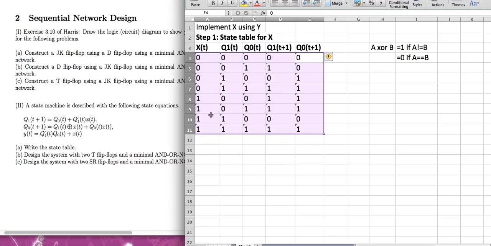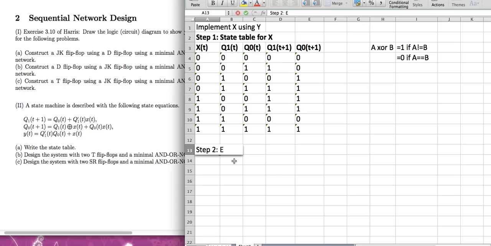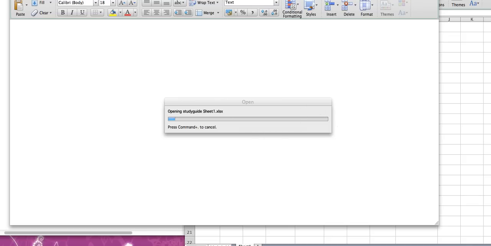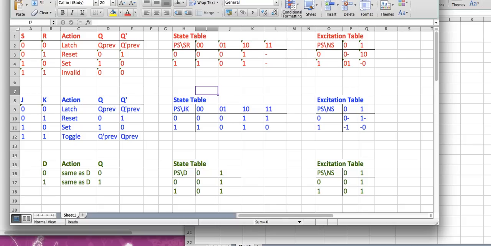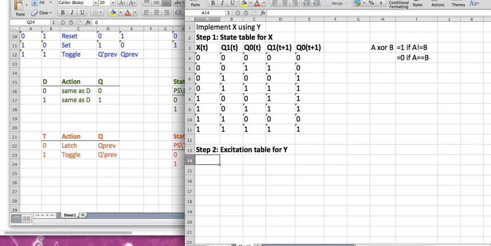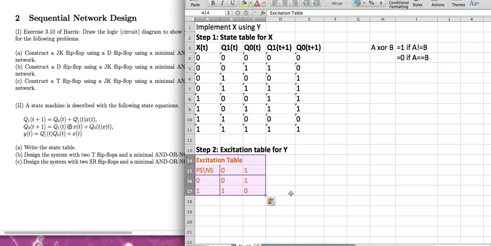That's fine as well. So now that we have the state table for X, my second step is to get the excitation table for Y. And my Y in this case is T flip-flop. So I just need to get the excitation table for T flip-flop. Now let me pull it up. Okay, so excitation table for T flip-flop right here. Just gonna copy it over here. Okay.